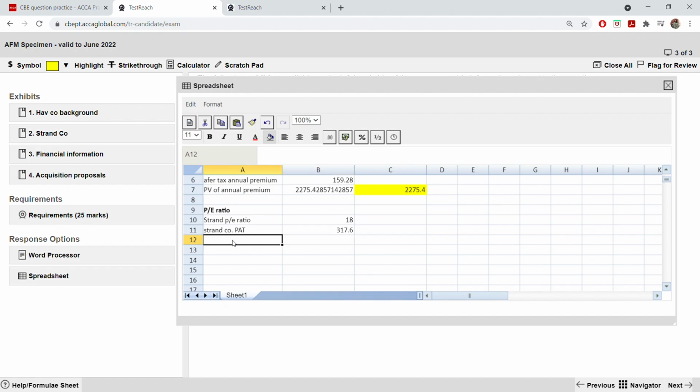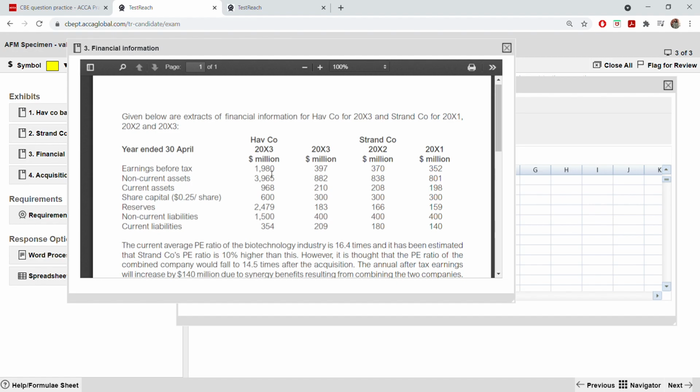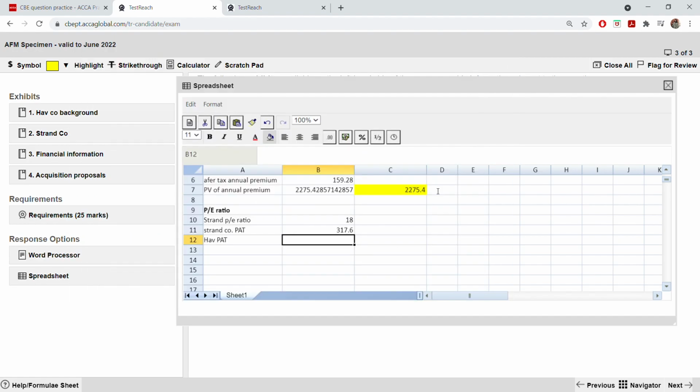Okay. Now we already know the PE ratio of have. So what do we need? We only need have profit after tax. We know profit before tax, but profit after tax we have to find out. The have company, the one who is going to acquire. We need both the companies. So have's profit after tax will be, you see it is 1980, but before tax. After tax it will be 80% of it. So equal to 1980 into 80%, which is 1584. So this were all about PE. Okay. This is profit after tax, strength company's PE ratio.